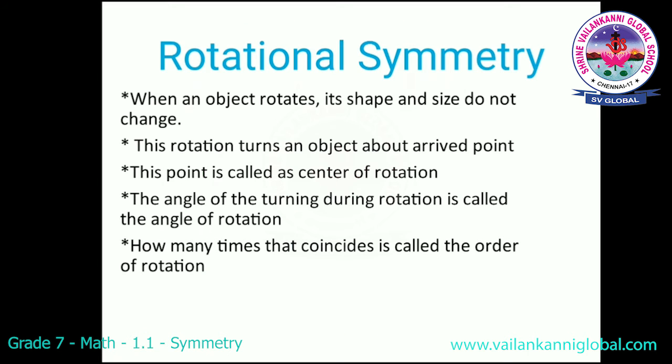Then what is rotational symmetry? When an object rotates, its shape and size do not change. This rotation turns an object about a fixed point. This point is called the center of rotation. The angle of turning during rotation is called the angle of rotation. How many times it coincides is called the order of rotation.